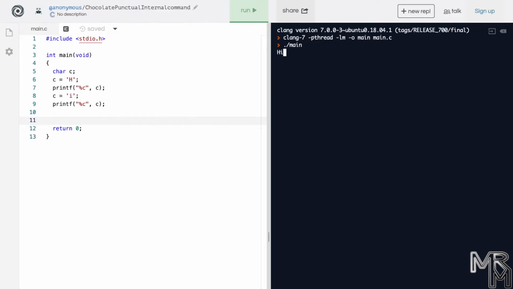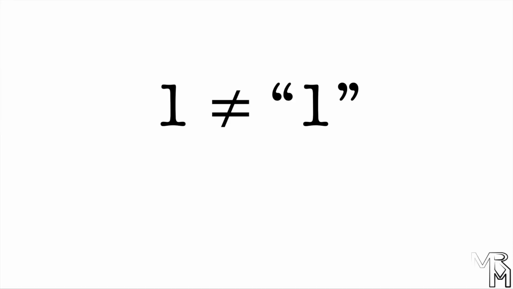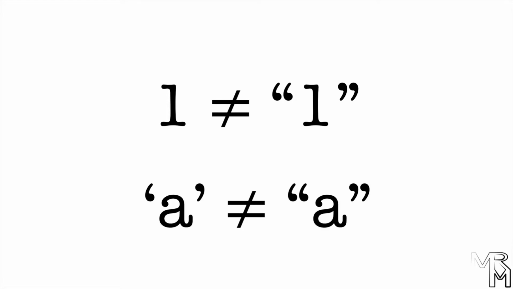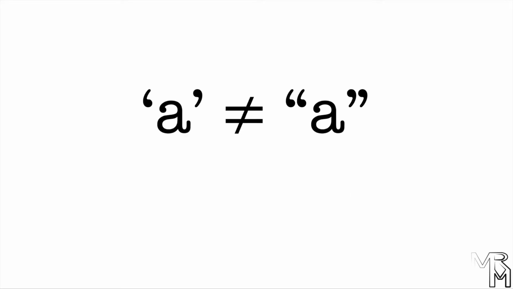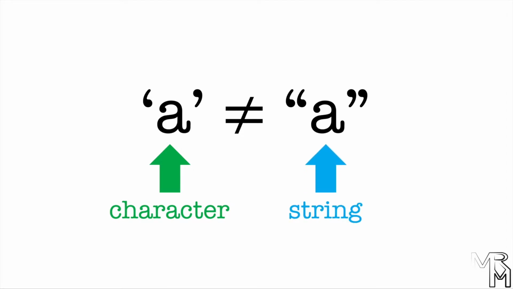You might remember from the previous video that 1 and "1" inside quotation marks are two different things. Likewise, A inside single quotation marks and A inside double quotation marks are two different things for computers. The first one is a character. The other one is a string of characters, even though it consists of only one character.